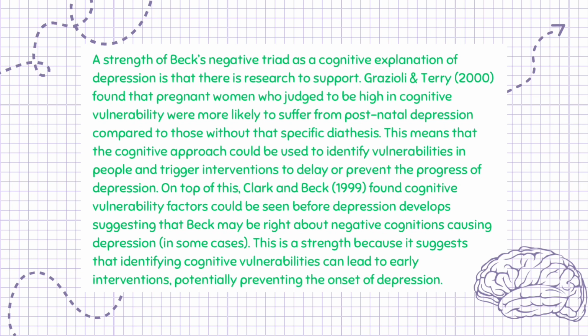On top of this, Clark and Beck, 1999, found cognitive vulnerability factors could be seen before depression develops, suggesting that Beck may be right about negative cognitions causing depression, in some cases. This is a strength because it suggests that identifying cognitive vulnerabilities can lead to early interventions, potentially preventing the onset of depression.